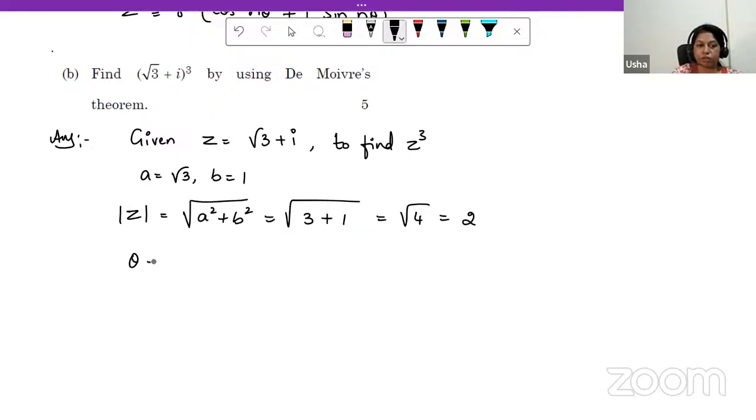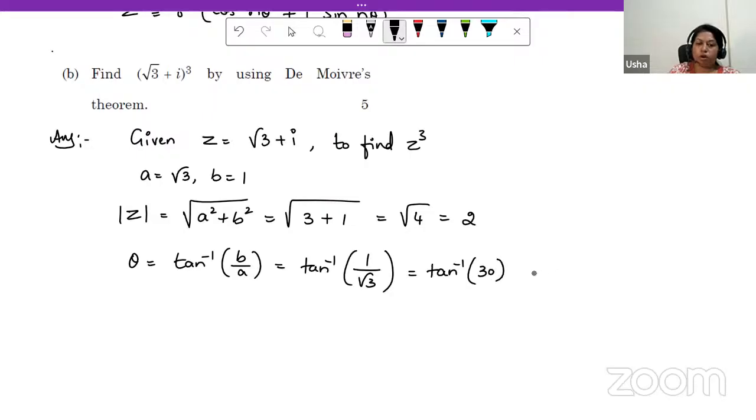Next we will find out theta. Theta is tan inverse b by a. So here b is 1, a is root 3. So what is tan inverse 1 by root 3? This is 30 degrees, or you can write it as pi by 6. All of you know the values of trigonometry.